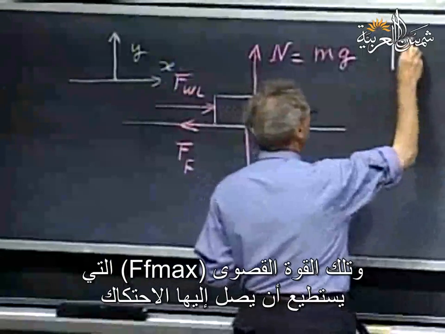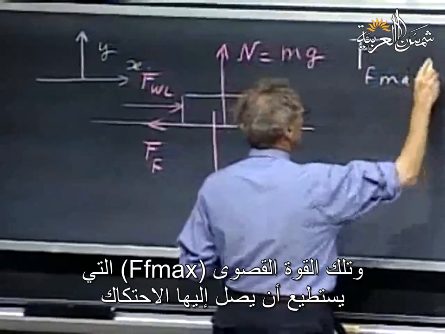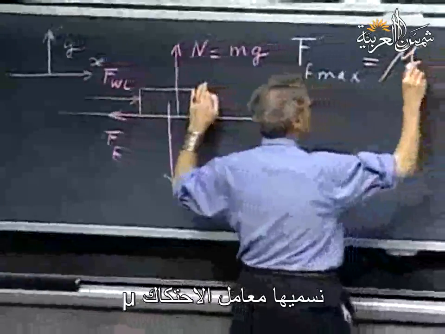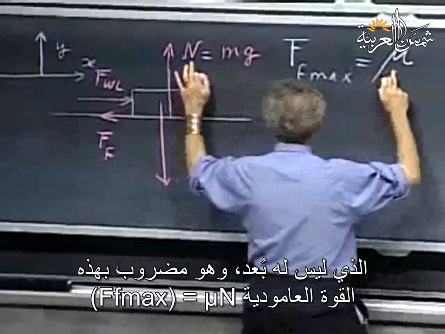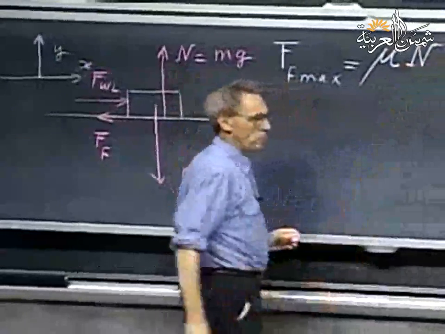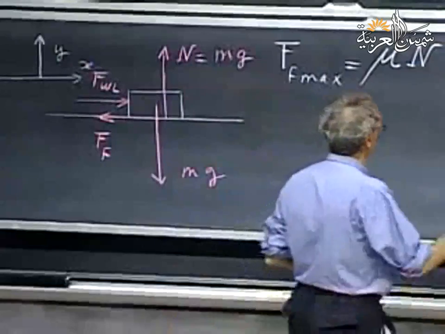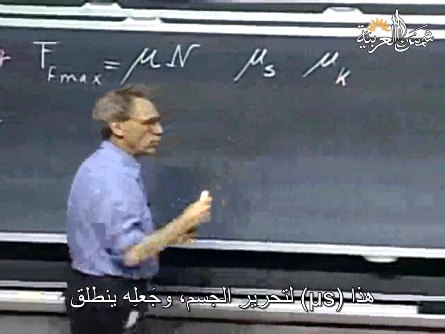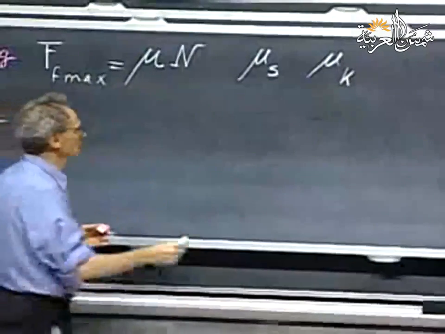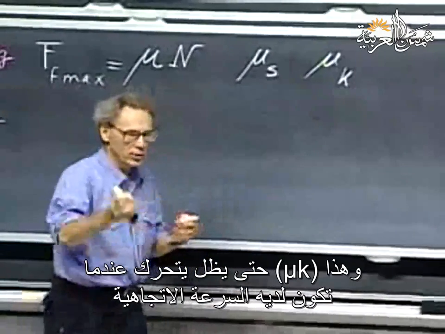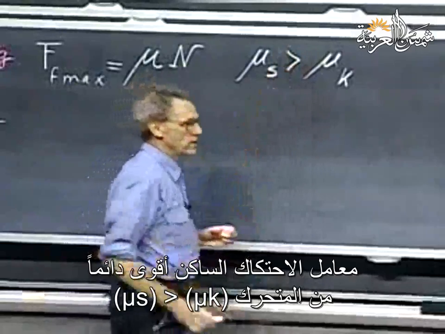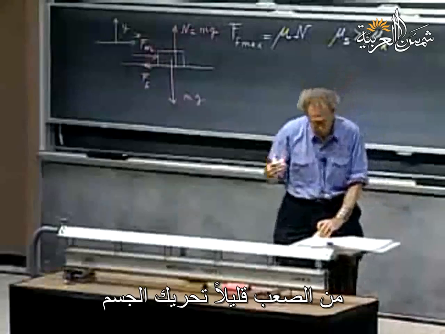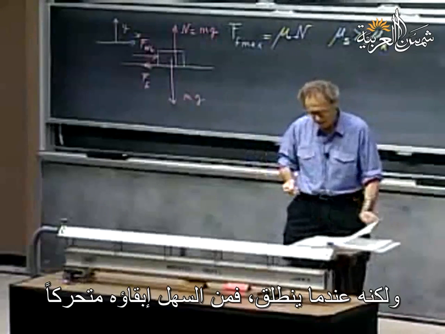And that maximum value that the friction can achieve, this is an experimental fact, is what's called the friction coefficient mu, which has no dimension, times this normal force. We make a distinction between static friction coefficient and kinetic. This is to break it loose, to get it going. This is to keep it going when it already has a certain velocity. The static is always larger than the kinetic for reasons that are quite obvious. It's a little harder to break it loose. Once it's going, it's easier to keep it going.